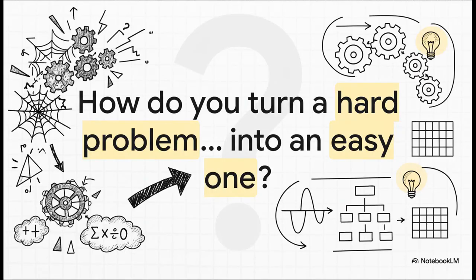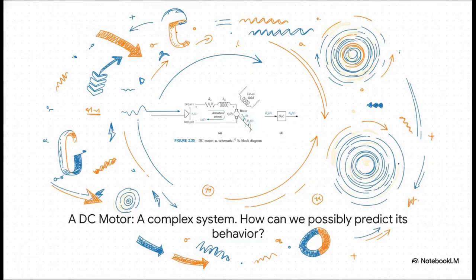It all comes down to this one question. Because, let's be honest, when you're trying to describe the real physical world, the problems you run into are almost always incredibly hard. I mean, just look at this DC motor. Seems simple enough, right? But think about what's happening. You've got electricity creating magnetic fields, which makes a rotor spin, but then there's friction fighting against it, all at the same time. Trying to predict exactly how fast it'll spin with a certain amount of voltage? Yeah, that is a really, really tough problem.